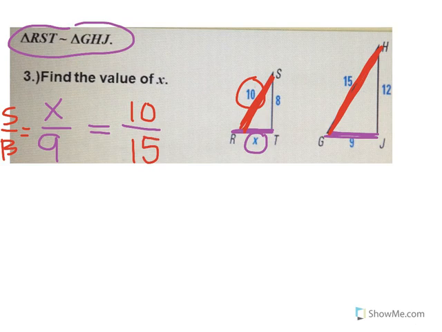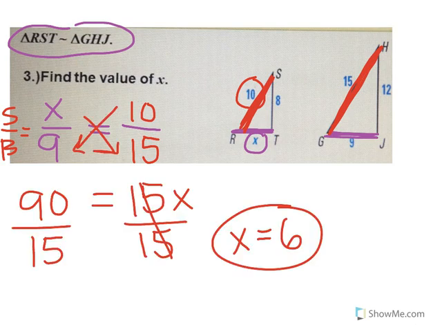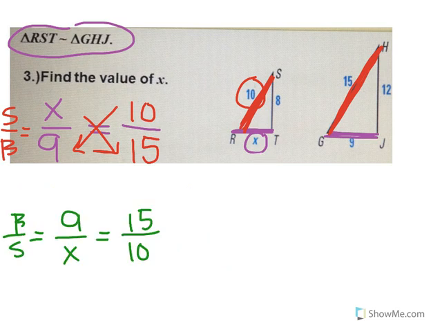Setting up the proportion is the hardest part. Solving it is easy because you can just cross multiply, and you'll find that x is equal to 6. So that side on the bottom of the smaller triangle, RT, is equal to 6. You can set it up big triangle over small triangle, in which case it would look like this.